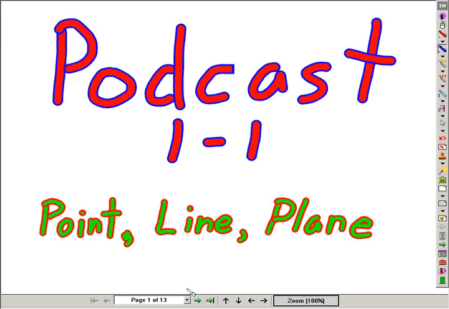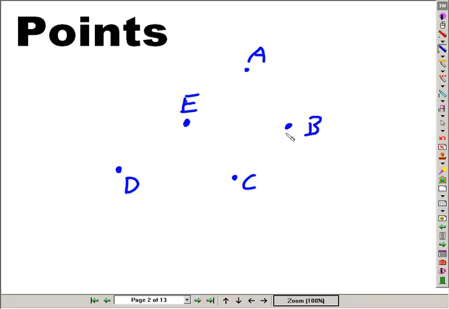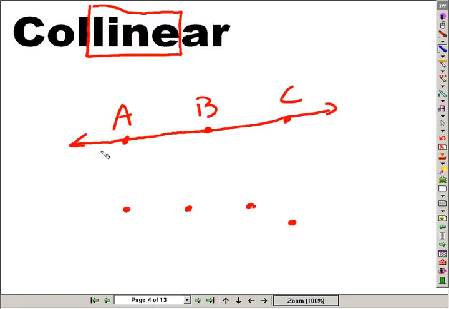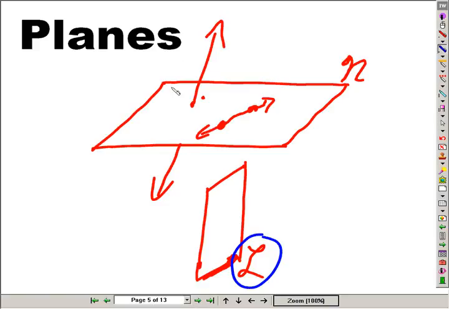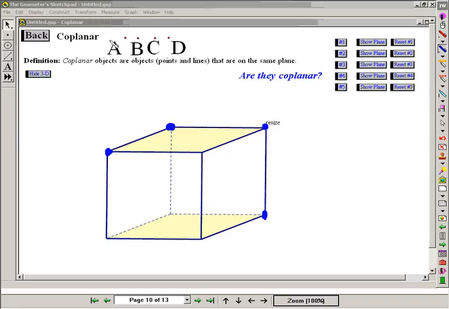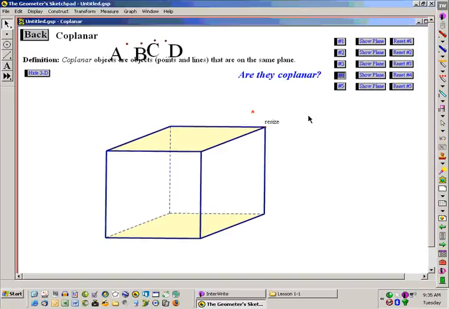So in review, this podcast deals with points, capital printed letters, lines, using small script letters, or if points are available, we can use the capital printed point letters to name the line. Collinear means points are lined up. Planes, flat surfaces that go forever, so we draw these sort of boundaries, horizontal, vertical. Objects can be on planes or through planes, but capital script letters describe planes. We can use points to name that plane, and we can use at least 3, never 2, and then this idea of being coplanar, in which case we want things to be on the same plane.